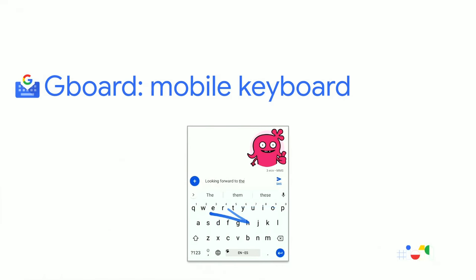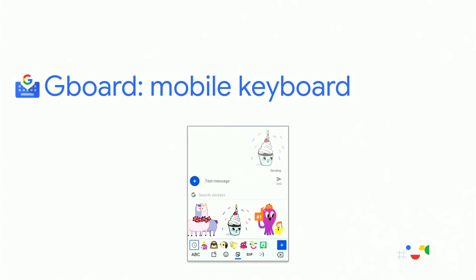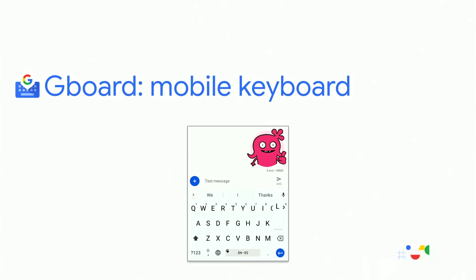And the app we'll be focusing on today is Gboard, which is Google's mobile keyboard. People don't think much about their keyboards, but they spend hours on it each day. And typing on a mobile keyboard is 40% slower than on a physical one. It is easier to share cute stickers, though.